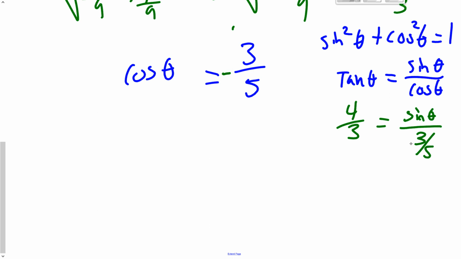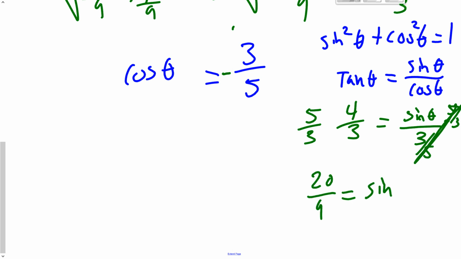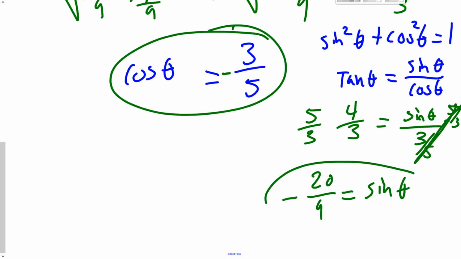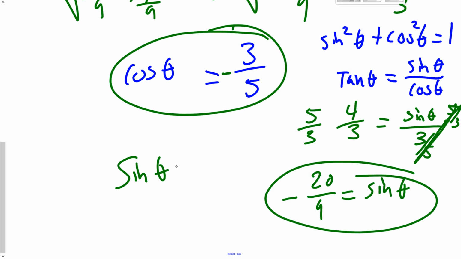Okay, so dividing by 3/5, right? How do I get rid of that? I multiply by 5/3 on both sides. That means these are going to cancel over here, and so we get 20/9. So sine of theta is 20/9, and we know it's negative, right? Because we're in the third quadrant. So those are our answers, and we could reduce that to a simpler fraction.